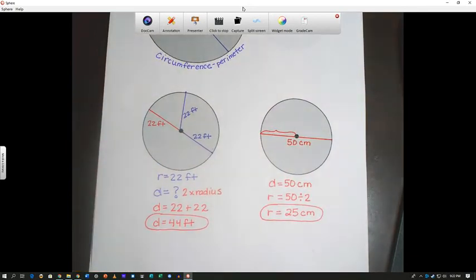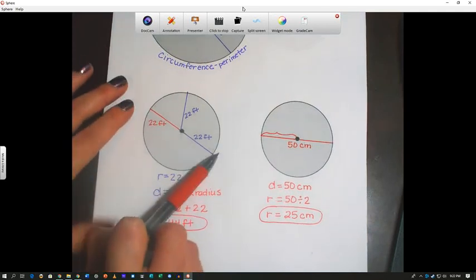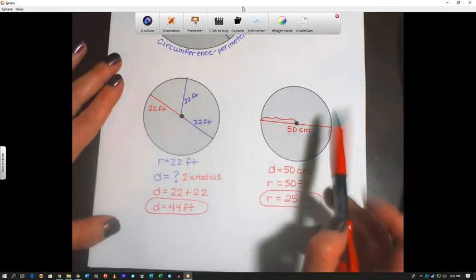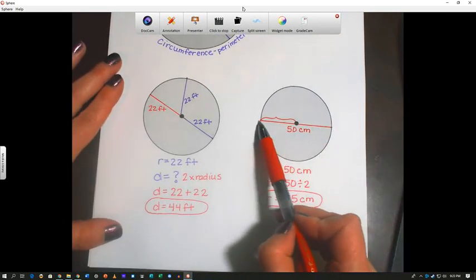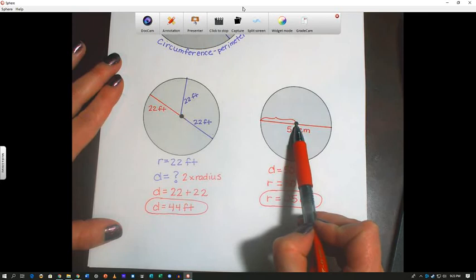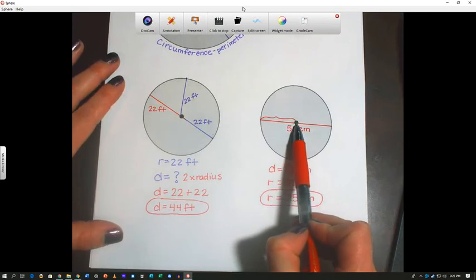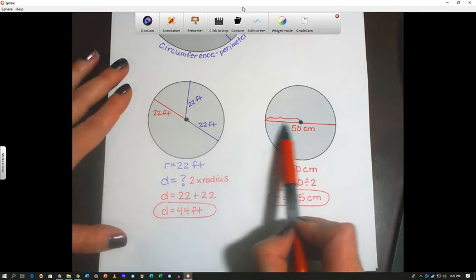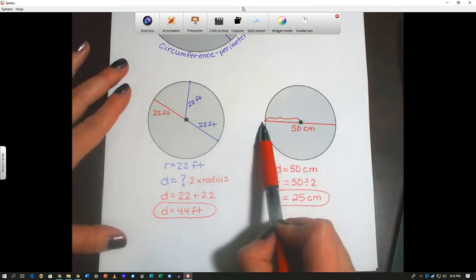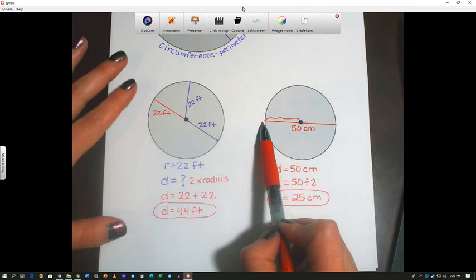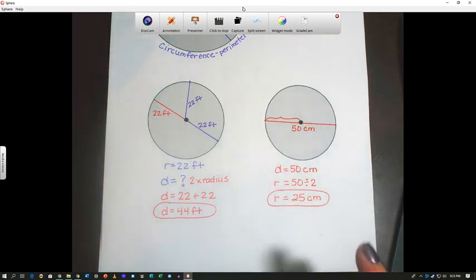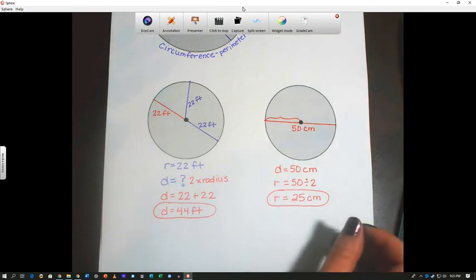So just to review, to go from the radius to the diameter, we have to double it. To go from the diameter to the radius, we cut it in half because the radius is half of the way through the circle, half that distance. So today you're going to have some practice with that. If you're given the radius, can you tell me what the diameter is? Or if you're given the diameter, can you tell me what the radius is?